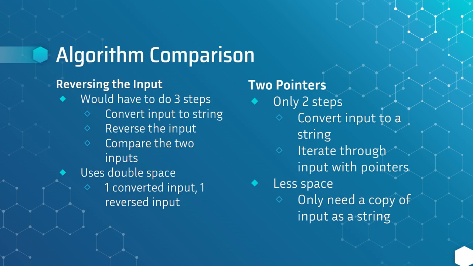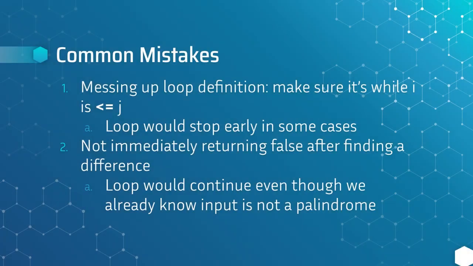Now looking at our 2 pointers algorithm, there's only 2 steps. We convert the input to a string and iterate through the input with pointers. And it uses less space since we only need 1 copy of the input as a string.